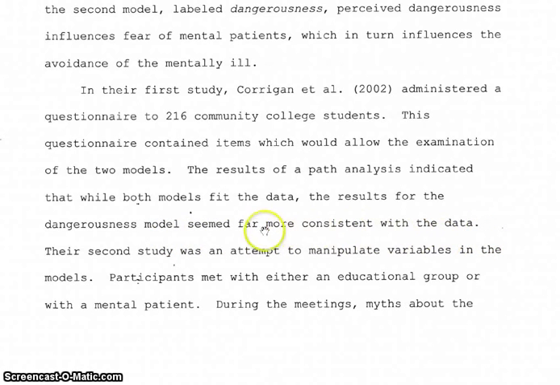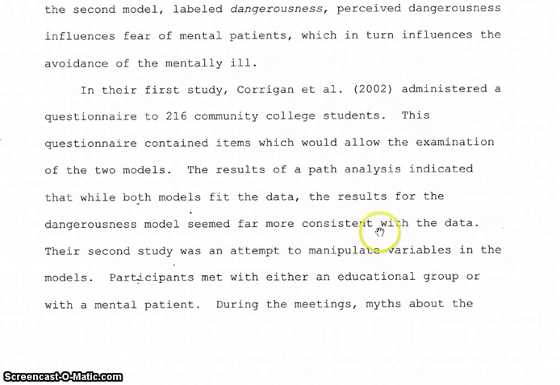Okay, now, one thing that is problematic here is your reader has no clear understanding what far more consistent means, okay? So a critical reader is going to say, well, this is really vague. It doesn't tell me a whole lot. I know that according to your interpretation, or according to potentially what Corrigan et al. are saying, the results are far more consistent.